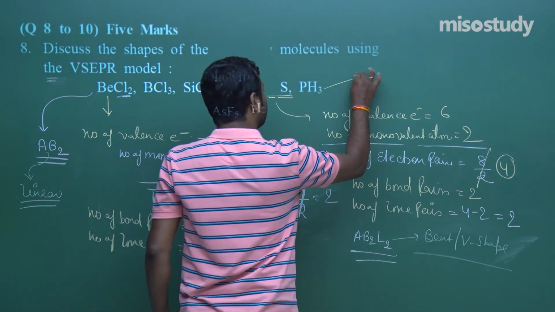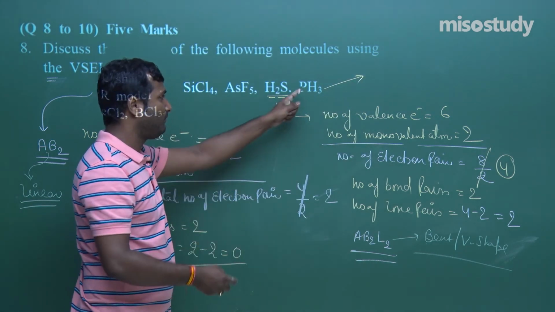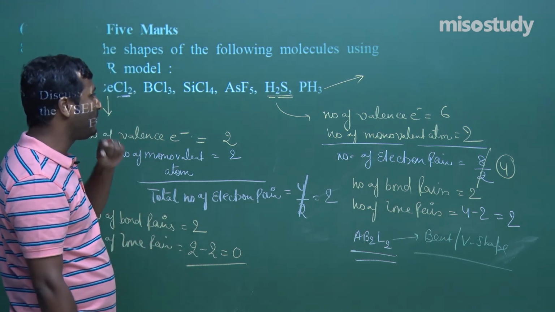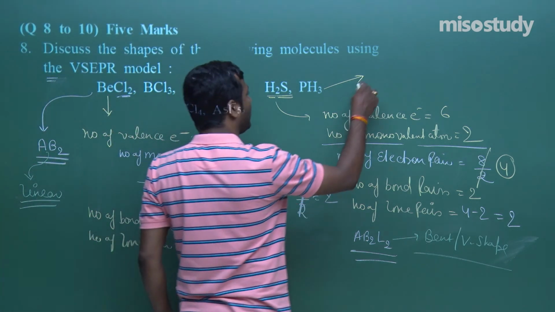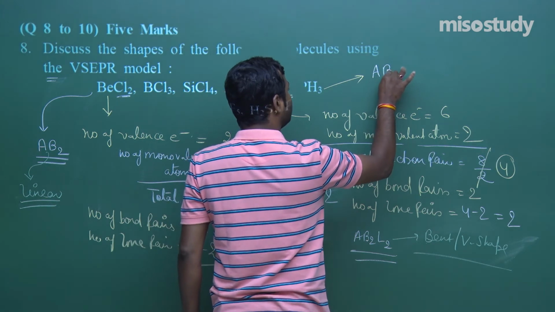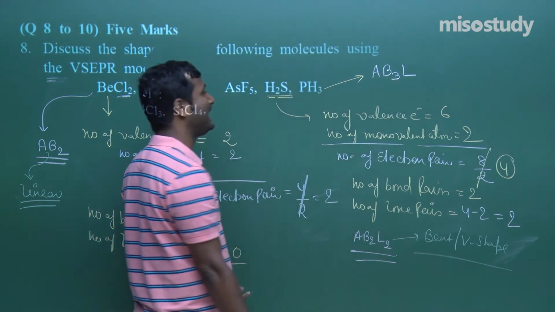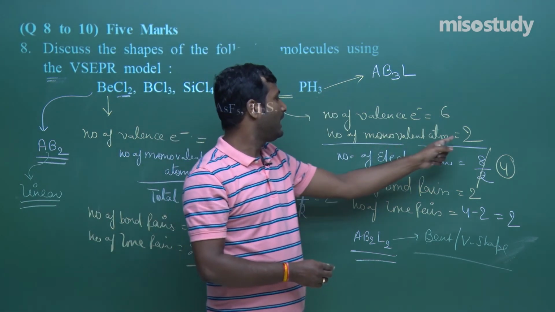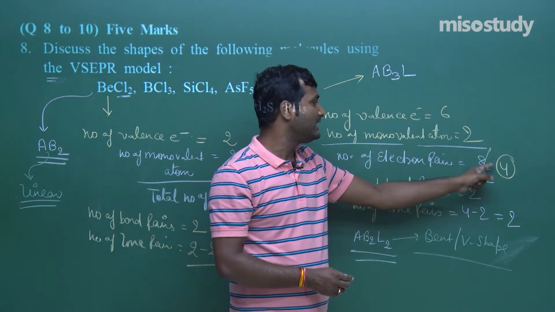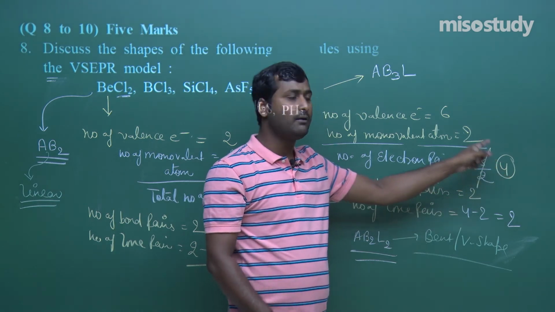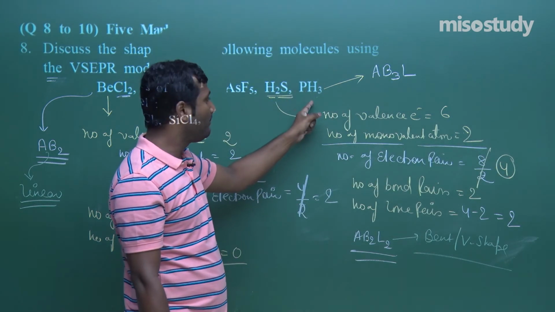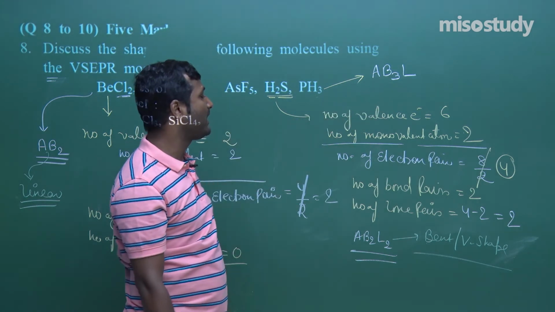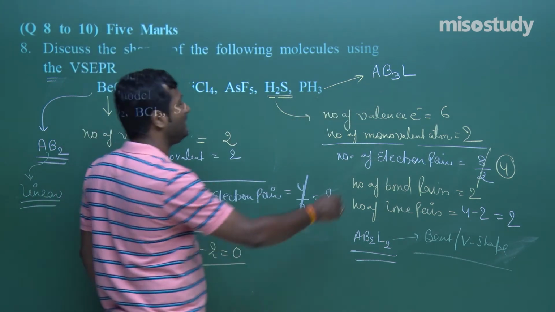Similarly, in this case you can write, that is 5 plus 3 is 8, 8 by 2 is 4. Total number of electron pairs is 4, with bond pair 3 and lone pair 1. So the formula is AB3L. Directly what I am telling: number of valence electrons 5 and monovalent atoms 3. 5 plus 3 is 8, 8 by 2 is 4. Number of bond pairs is 3, AB3, and lone pair is 4 minus 3, that is 1.